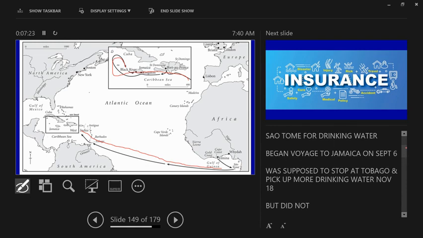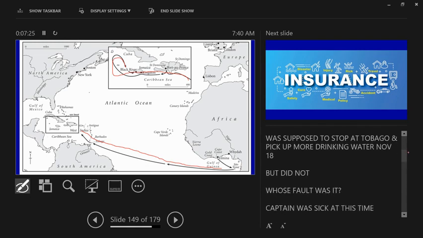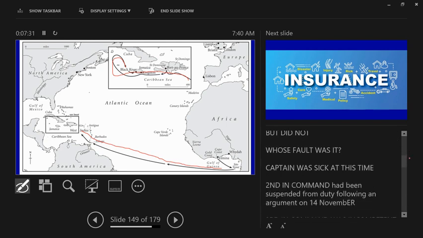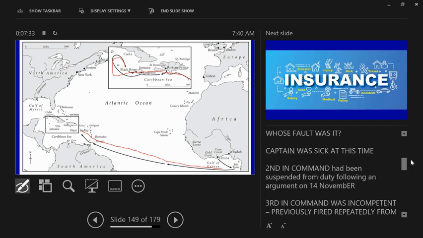They began the voyage to Jamaica on September 6th, and they were supposed to stop at Tobago and pick up more drinking water on November 18th, but they did not. So whose fault was that? At this point, the captain was sick, so he was not able to command. The second in command had been suspended from duty following an argument earlier. And so the third in command was incompetent.